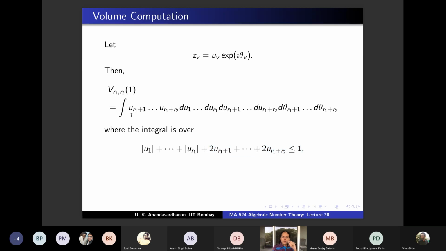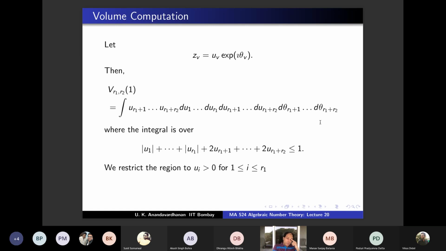Over that you have to integrate what? You have to integrate u_{r1+1} up to u_{r1+r2} and all the other things, du and dθ. Agree? Volume is given by the integral over the region. And these u_i's are coming because dx dy is r dr dθ. Original integral would have been just the dz, but you are doing polar coordinates, so each dz is r dr dθ. Okay, so for the complex embeddings corresponding to that, you have these u_i's coming, and then you have the dx's, and then you have the dθ's. So this is the integral that we have to do.